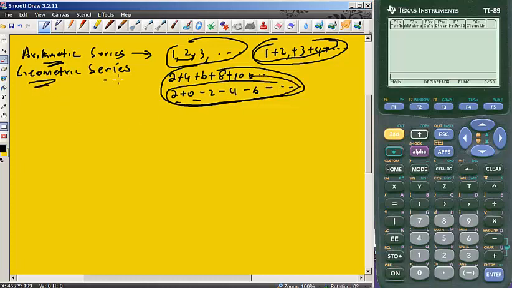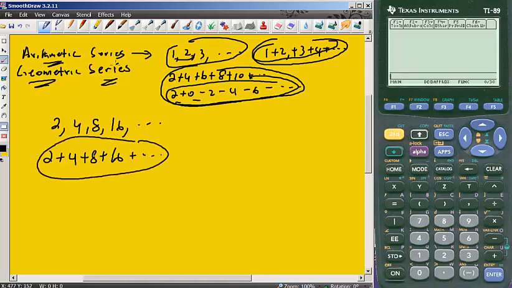In a geometric series, obviously we're going to multiply. Let's say you had 2, 4, 8, 16, dot dot dot. That's a geometric sequence. So if you go 2 plus 4 plus 8 plus 16 plus dot dot dot, that's a geometric series. So the only difference between a series and a sequence is that in a series we're going to add them all together. Okay, so let's come up with some formulas to add up.